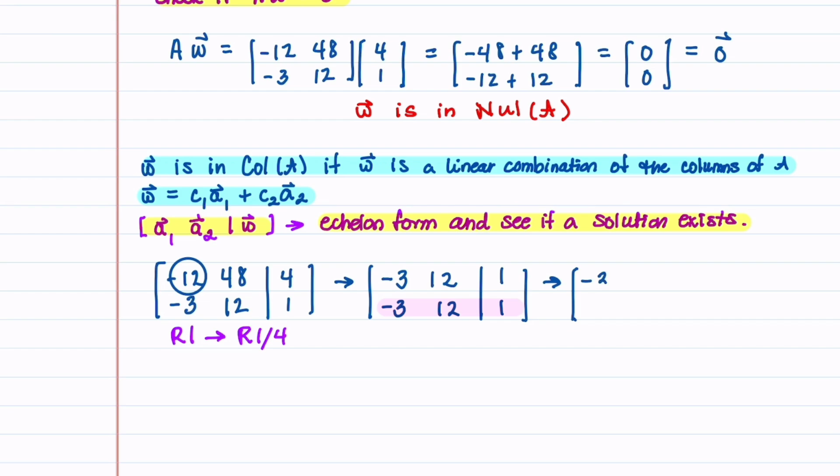This becomes minus 3, 12, 1. And then our second row, all the entries are equal to 0. So let's circle our pivot. We have one pivot, and then we have a row of all zeros. And we have a column that's missing a pivot. Because we have a column that's missing a pivot, we're going to have infinitely many solutions.